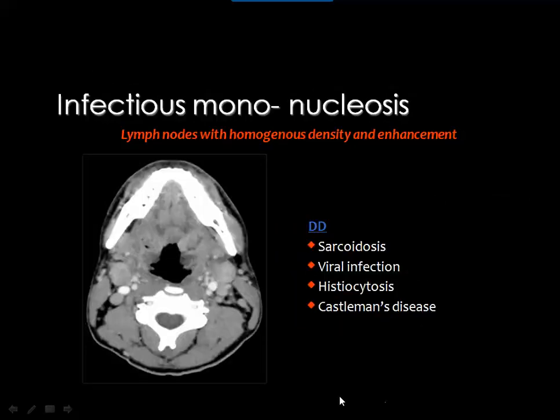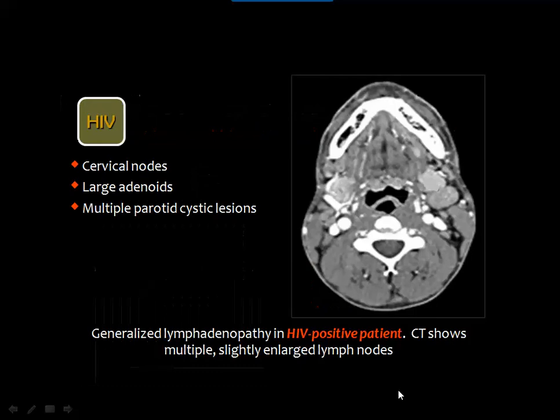Then infectious mononucleosis is also one of the viral infections which lead to enlargement of the lymph nodes, and the nodes are usually of homogeneous CT density. They do not contain a necrotic center, and in this particular appearance they may simulate sarcoid nodes or the other viral infection nodes, and Castleman disease, which represents nodal hyperplasia.